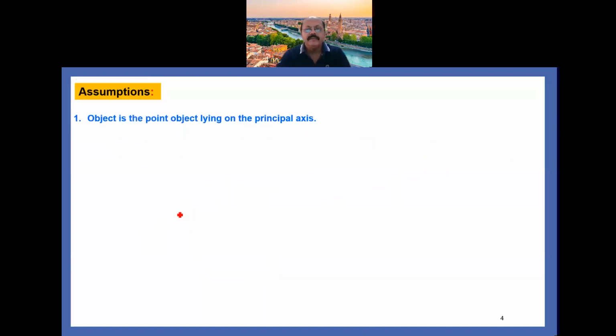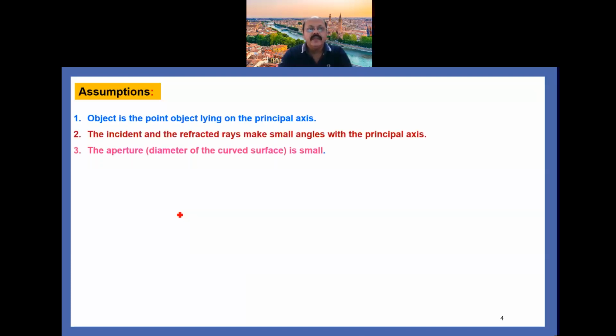Now before finding the formula for the spherical refracting surfaces, we have to take some assumptions. The first one is the object is a point object lying on the principal axis. Second one is incident and the refracted rays make small angles with the principal axis, so that's why we take sin i approximately equal to i, sin r approximately equal to r. The aperture, that is the diameter of the curved surface, is also small.